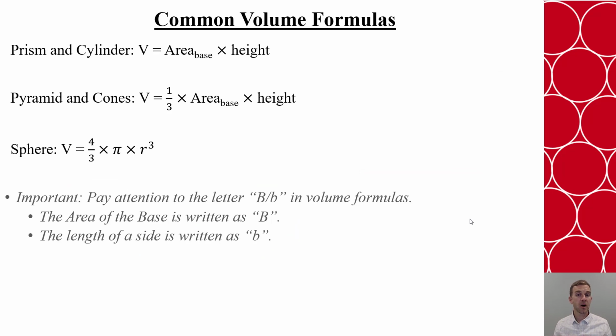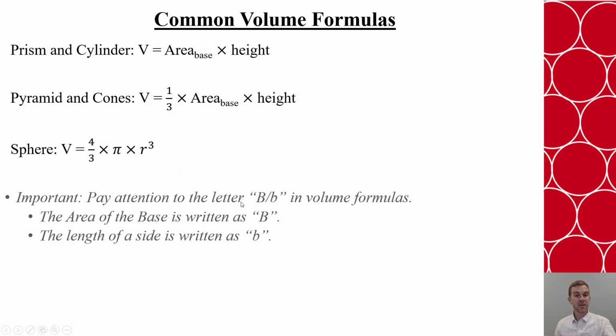Now we have common volume formulas that we use to help us find the volume of different solids. With prisms and cylinders, we use the area of the base times the height. If it's a pyramid or a cone, we'll take 1/3 times the area of the base times the height. And the volume of a sphere is 4/3 times pi times the radius cubed.